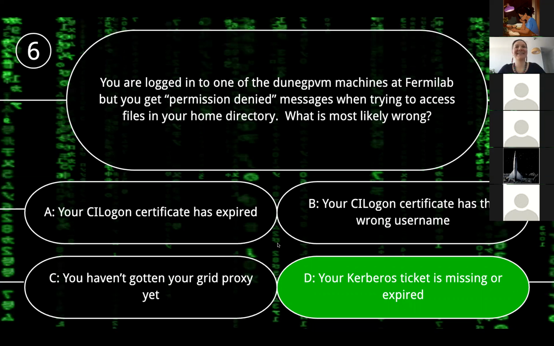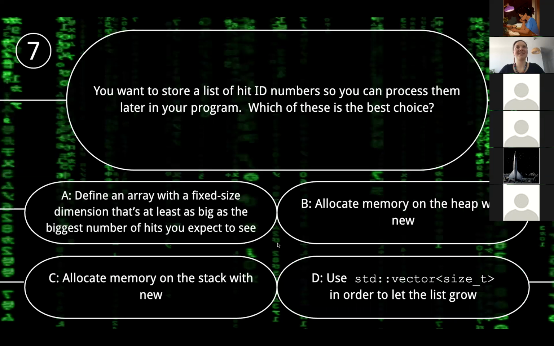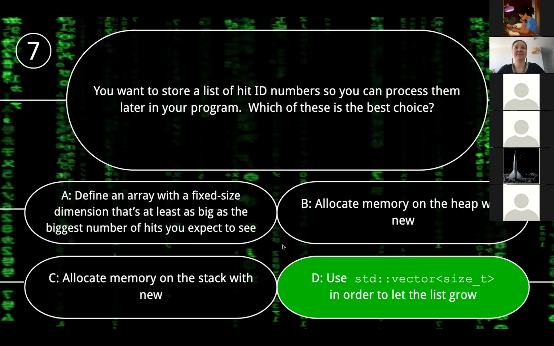Okay, great. Thank you. Question number 7. You want to store a list of hit ID numbers so you can process them later in your program. Which of these is the best choice? And the correct answer is D. Use standard vector size t in order to let the list grow. You covered this, Tom, but any other comments about this?